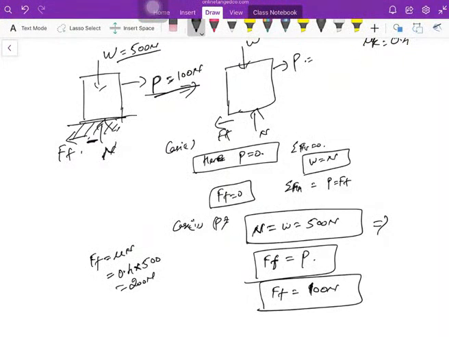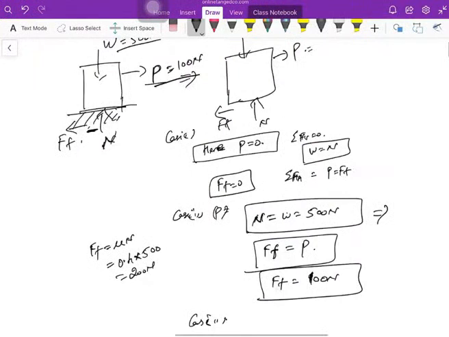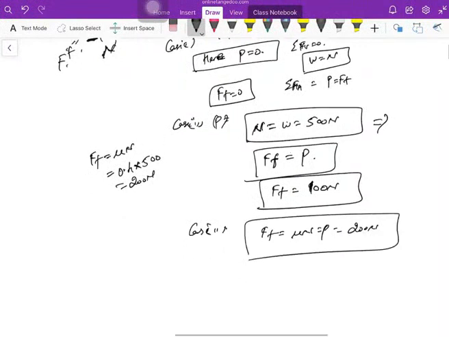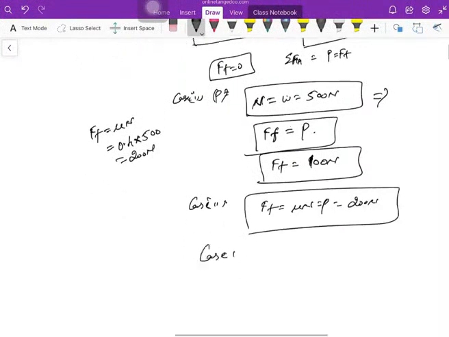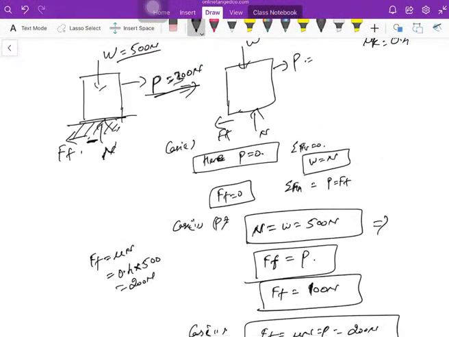Okay, note the point. Now let me take the third case, case 3. Now I'm pulling this block with 200 Newton. If I'm pulling the block with 200 Newton, then the frictional force is nothing but μN, which is 200. That is case 3. Now case 4, I'm pulling this block with 300 Newton.